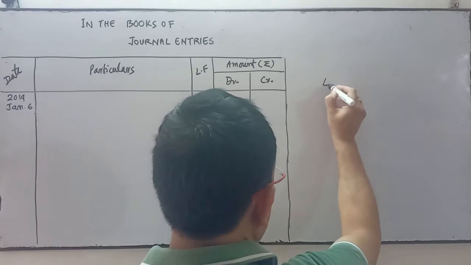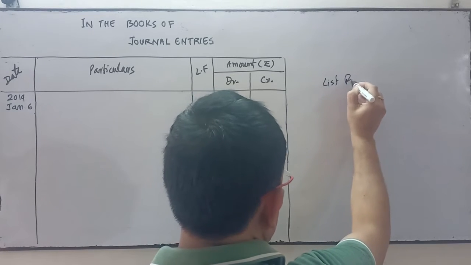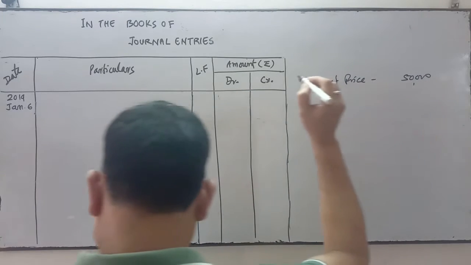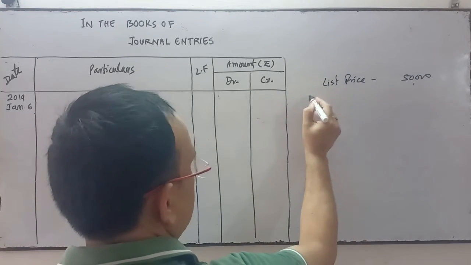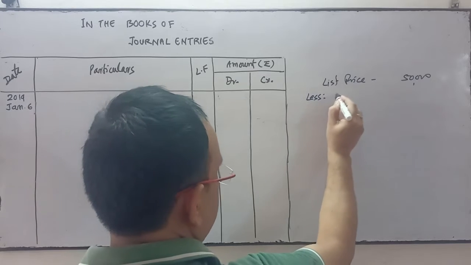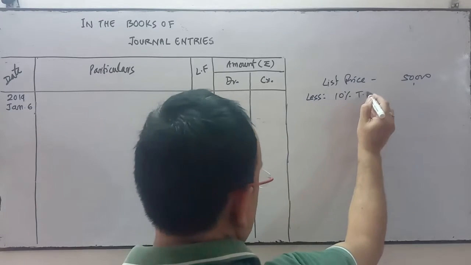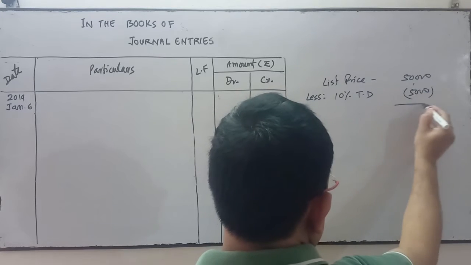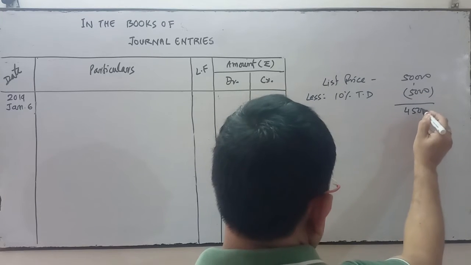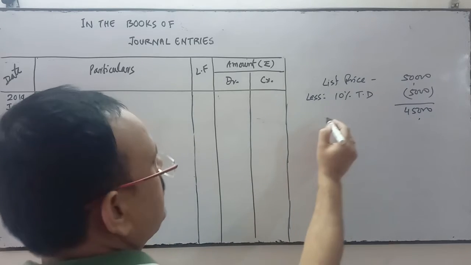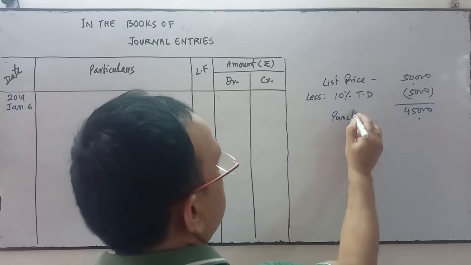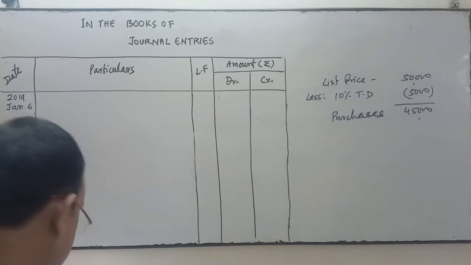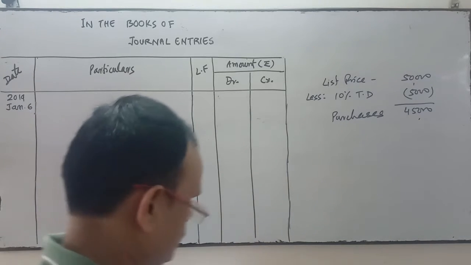So the list price of the goods is 50,000 at 10% trade discount. So you deduct the trade discount over here, less 10% trade discount. 10% of 50,000 is 5,000. So goods is purchased. This will be considered as purchase after trade discount. So goods is purchased for rupees 45,000.